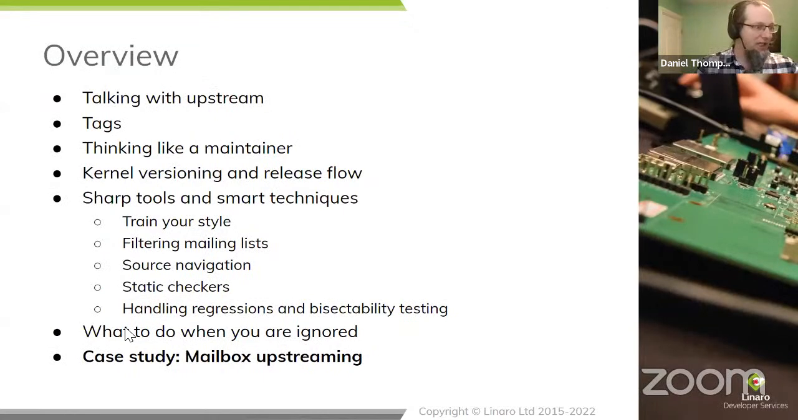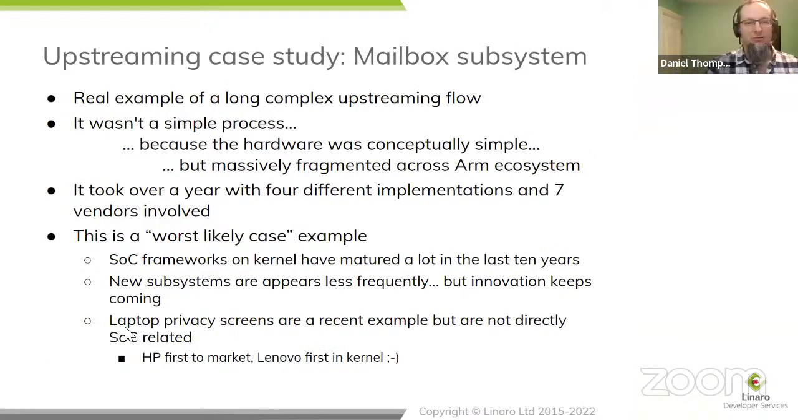So we have reached the end of time. I'm afraid I am going to overrun with the case study. The case study isn't going to introduce any new information, but it does give you a kind of interesting history of what can happen in complicated upstreaming environments. So this is what we might call the worst likely case. Most upstreaming is quite quick. You submit a patch, you go through a review cycle 2 or 3 times, maintainer accepts it, you're done and you can move on. This is an example where it takes a much longer period of time. So it's a real example of a long, complicated activity.